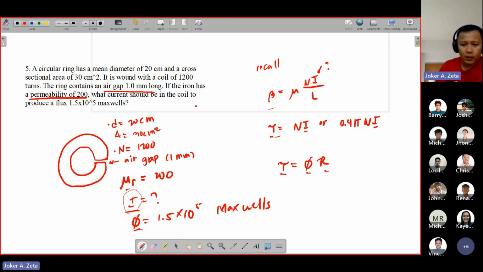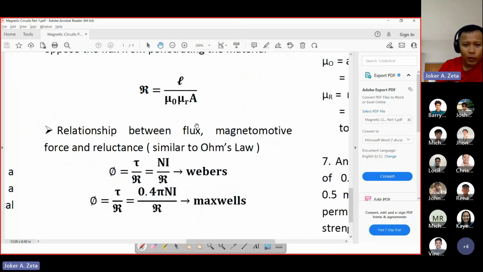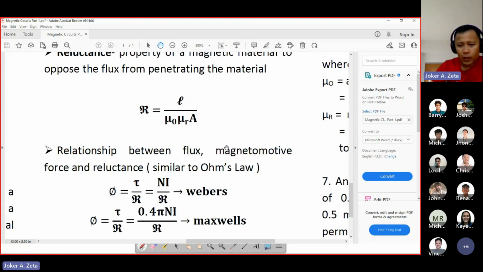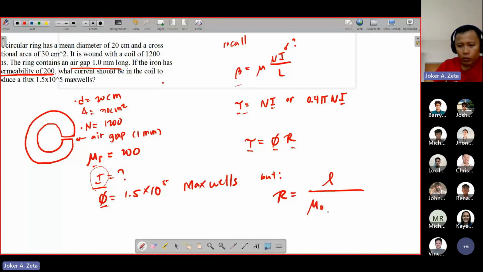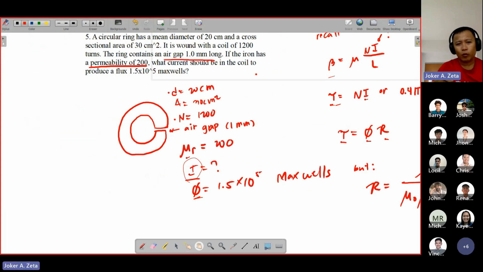Now, going to the reluctance. Reluctance is equal to, going back to the formula, length over mu o mu r over area. Now, since we have mu r of 200, the remaining one is mu o, the open space permeability. If the relative permeability belongs to the iron used in the coil as our ring, where does the open space permeability come from? That mu o is the surroundings of your coil, around your ring.